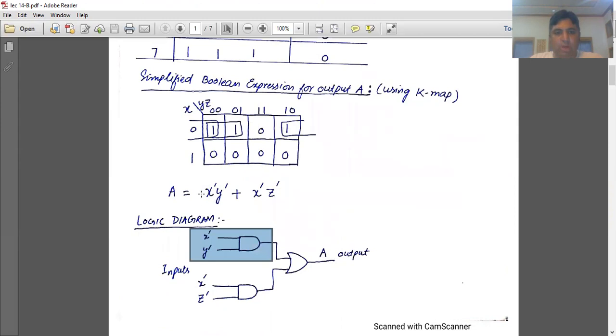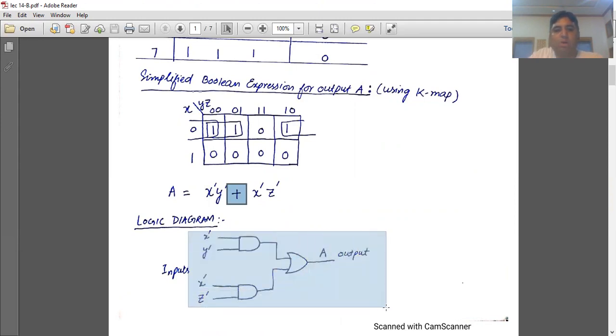X bar Y bar is one. This is X bar Y bar. This is one AND gate, and this is X bar Z bar. This is the other AND gate. So two AND gates, and their output is going to the OR gate because there is a plus sign in between. So this is the logic diagram of the output.